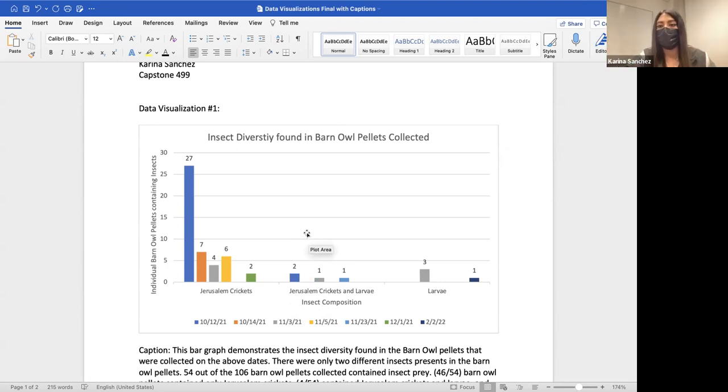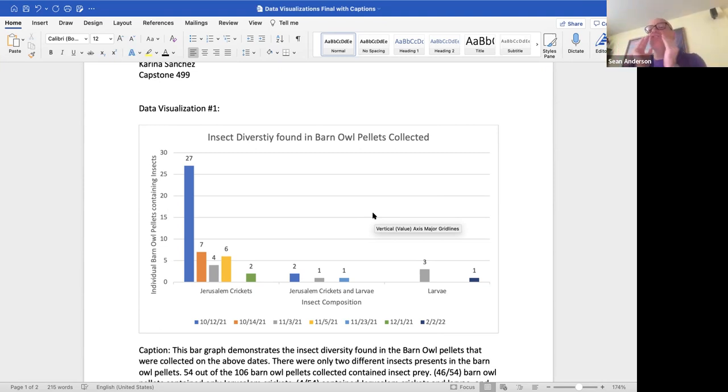I'm going to need to count how many Jerusalem crickets there were in each pellet that contained them, right? Isn't that what you guys did? The only thing is some of them were really tiny pieces, so we don't know if we did it right or not. No, it's okay. You just call that a minimum. Right, so we have to have something.